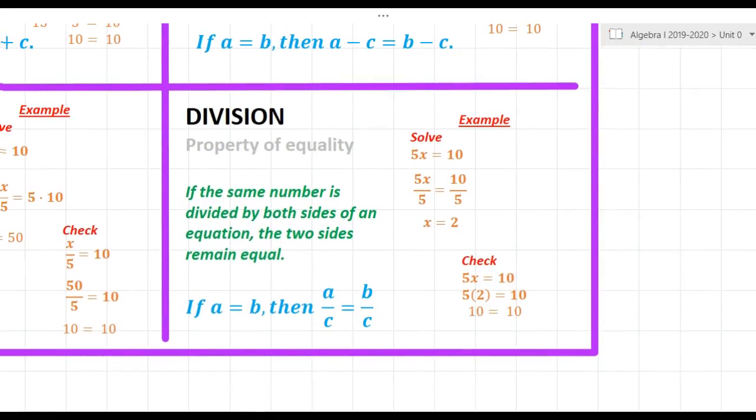Division. If the same number is divided by both sides of an equation, the two sides remain equal. If A equals B, then A divided by C equals B divided by C. Example, 5x equals 10. If I divide both sides by 5, then on this side I have 5 divided by 5, which is 1, equals 10 divided by 5, which is 2. To check, I'm going to take x equals 2, sub it back into the original equation for x. 5 times 2 is in fact 10.